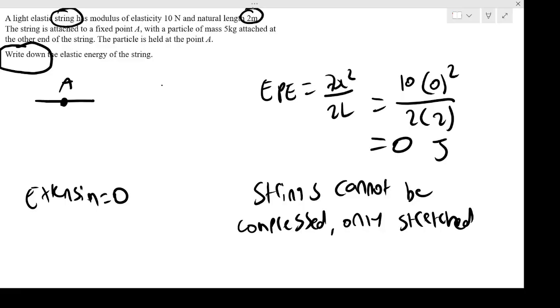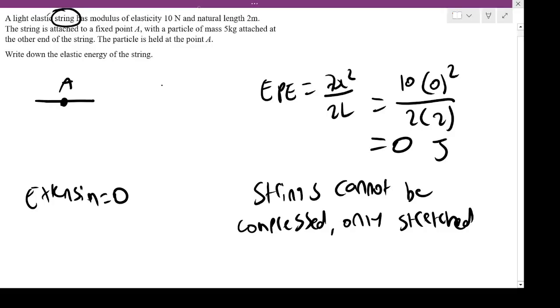Now if it was a spring, if it said spring instead of string, springs can be compressed. So if it was a spring, indeed the compression would be 2, and therefore it would be a different elastic energy. But I thought this was an interesting question to really illustrate the point that strings cannot be compressed. So the extension here is 0.